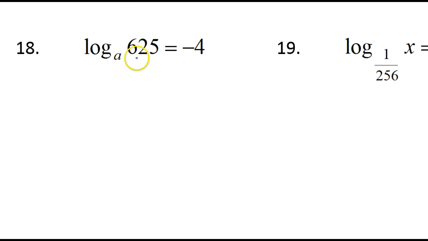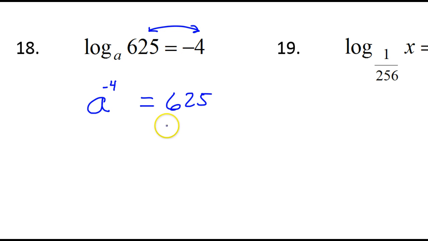So that's what I'm going to do here. In exponent form, this would be a. So I start with the base. I'm going to bring the -4 over. All right, so I've got this -4 power, and that's going to equal 625. All right, these two basically switched sides, and this became the power.